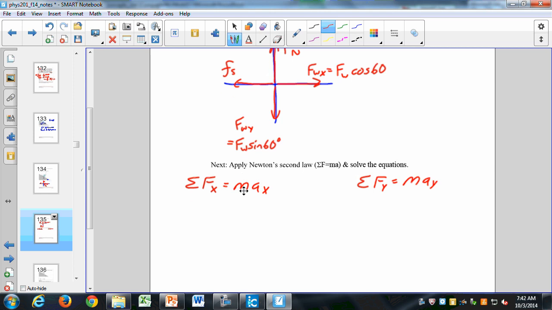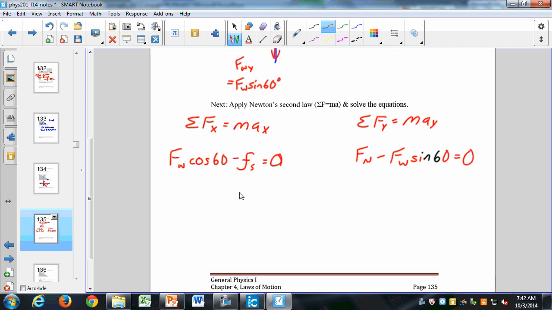So where you're just writing your equations, let's see. So sum of the forces in the x is Fw cosine 60 minus Fs. And that's equal to 0 because my acceleration is 0. And then I have Fn minus Fw sine of 60. And that's equal to 0 as well because my acceleration is 0. Right? And I want to know what is mu.